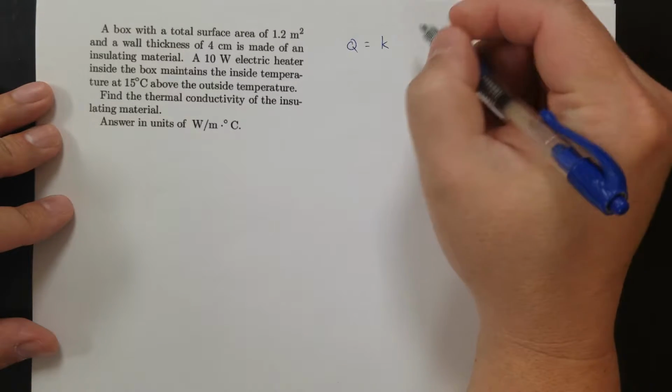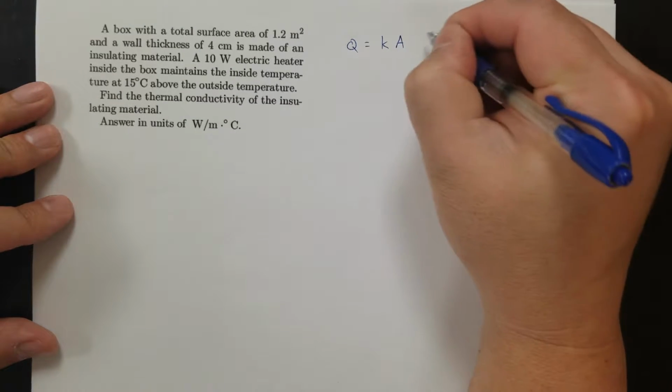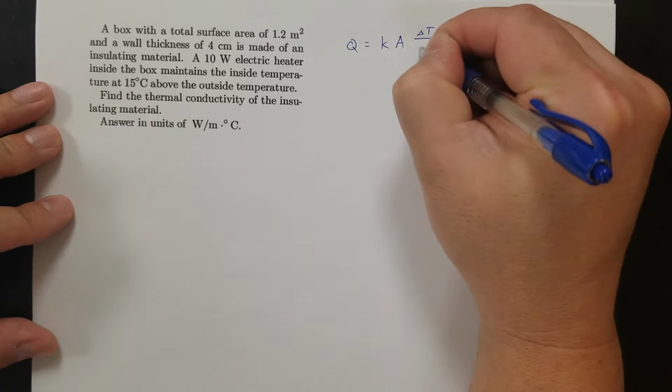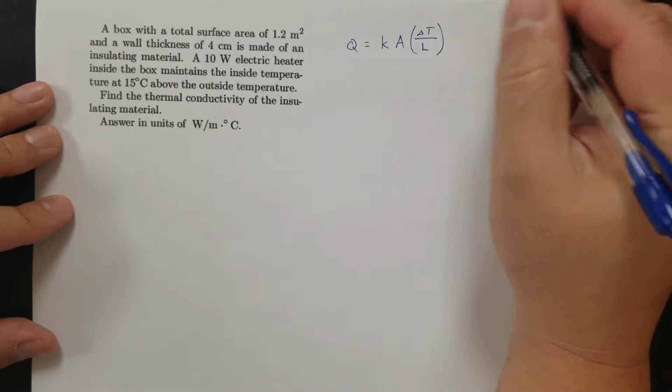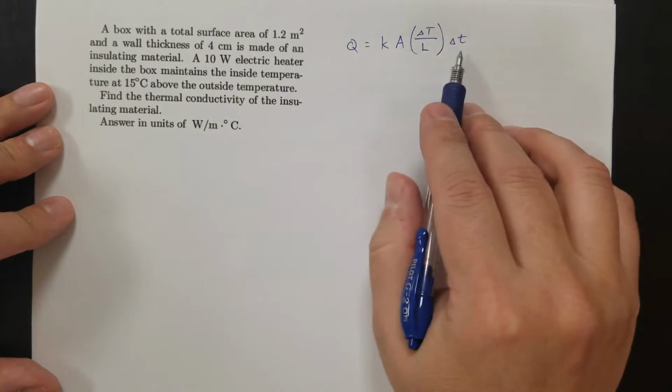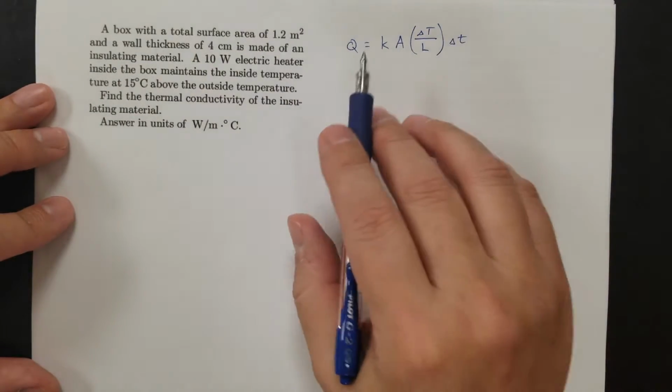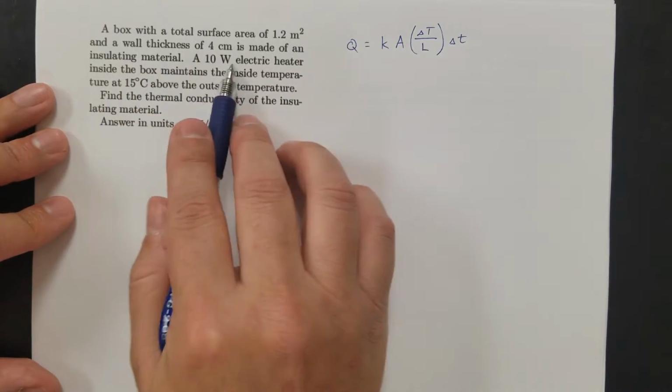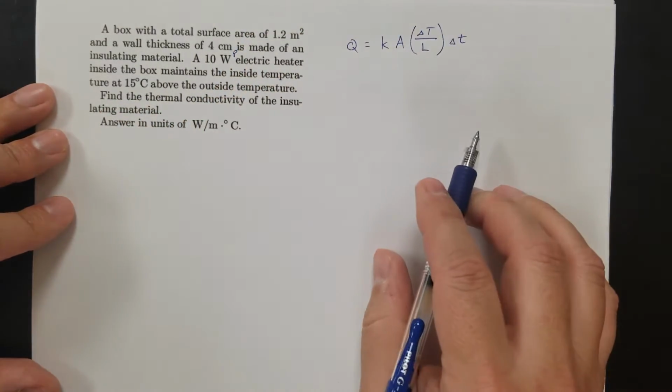So it's the conductivity times the area times the change in temperature divided by the thickness times the time interval, right? That's how much heat goes through in a time interval. Power, though, I'm given the power of the heater, right? So 10 watts is power.